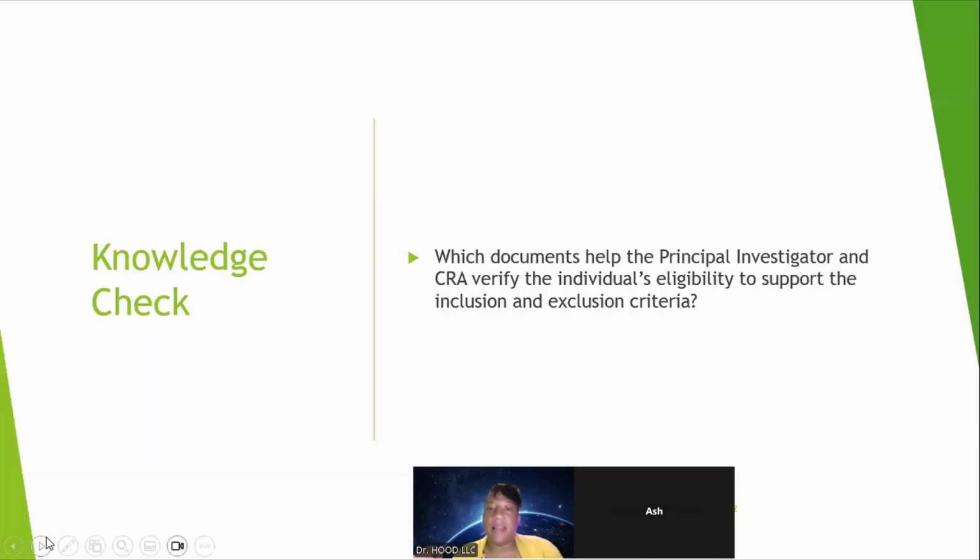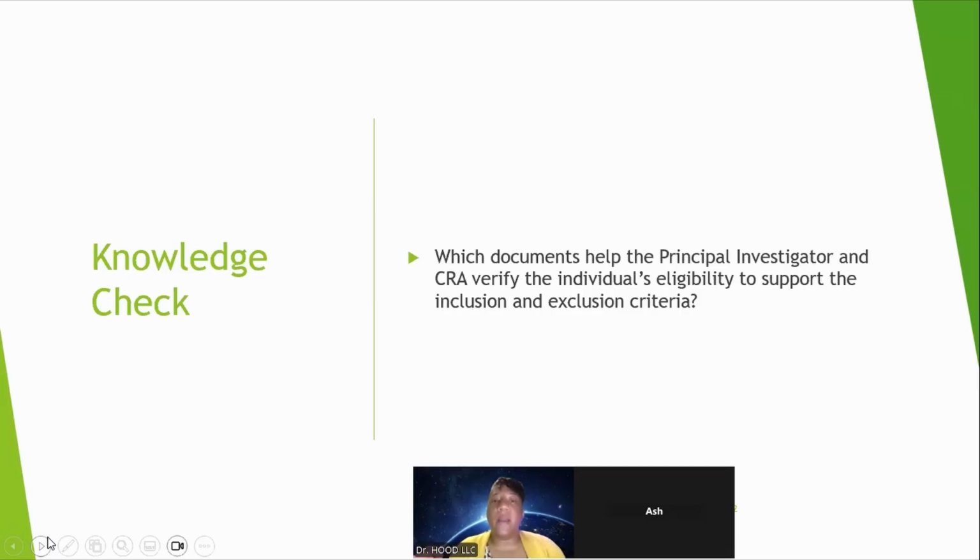Okay, so knowledge check. Which documents help the principal investigator and CRA verify the individual's eligibility to support the inclusion exclusion criteria? So, I'm sorry, that would be the medical records. Yep, from the subject's PCP. Yep, and also sometimes the screening visit source documents. Yep. So that is exactly right.